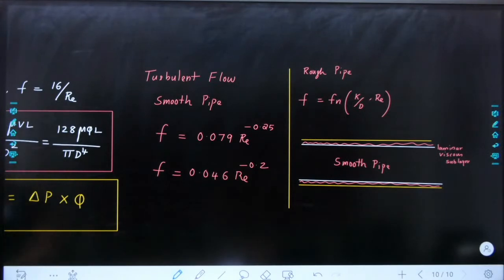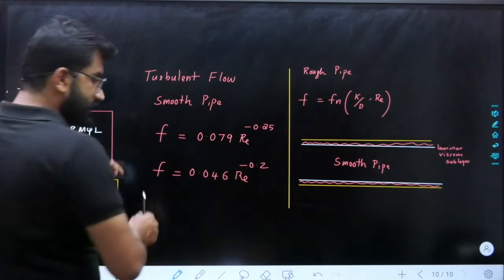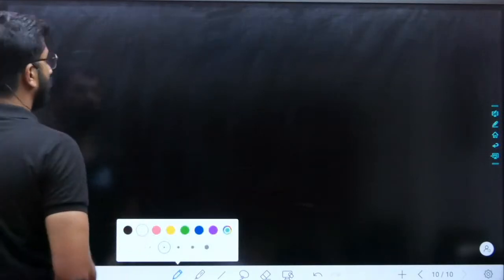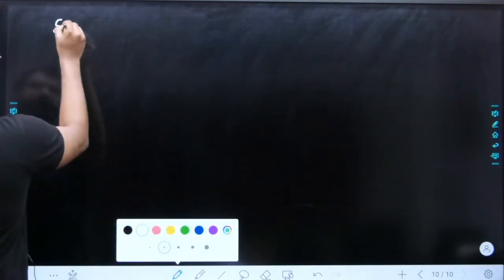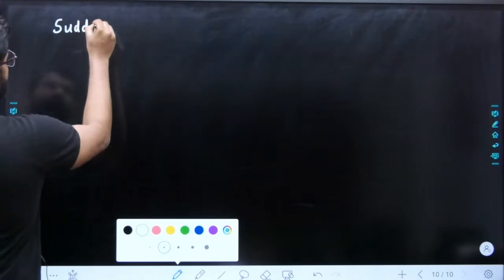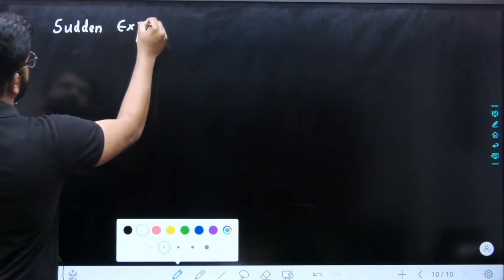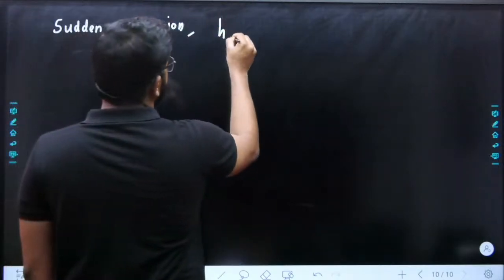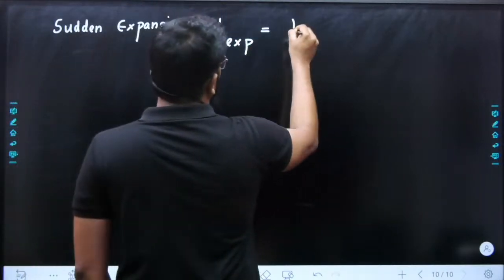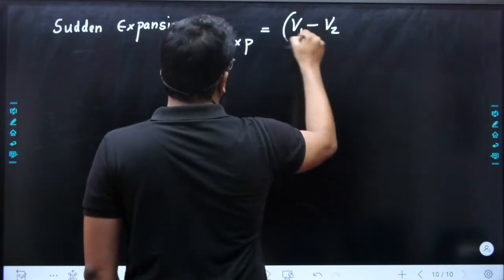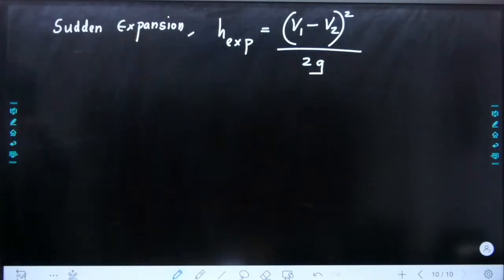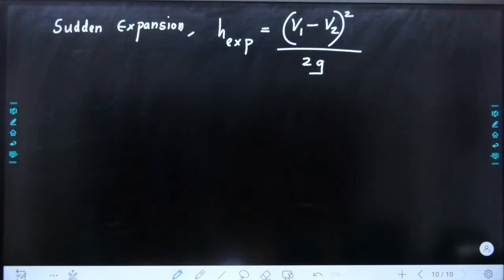Once the major loss is done, we will go for the minor losses. So the important equations for minor losses. In case of sudden expansion, what is the equation for H expansion? Remember the H expansion equation. It will be V1 minus V2 whole square divided by 2G. So this is the minor losses equation in case of expansion.